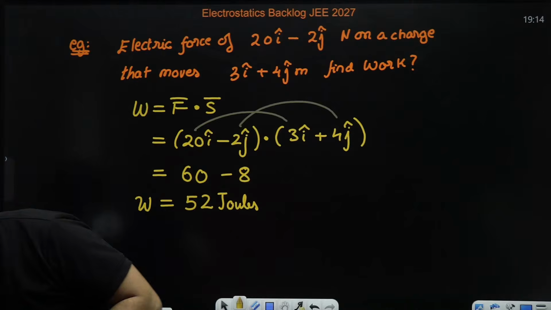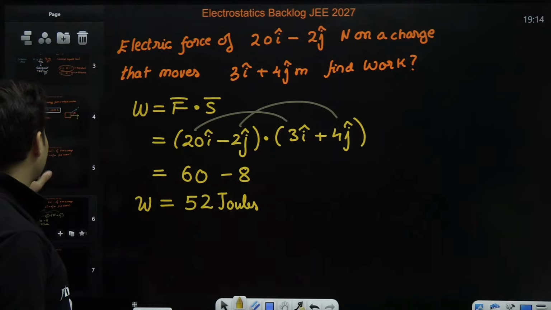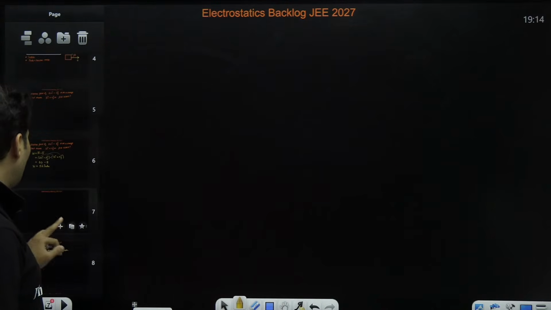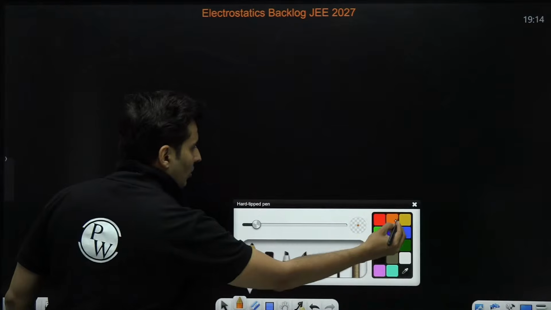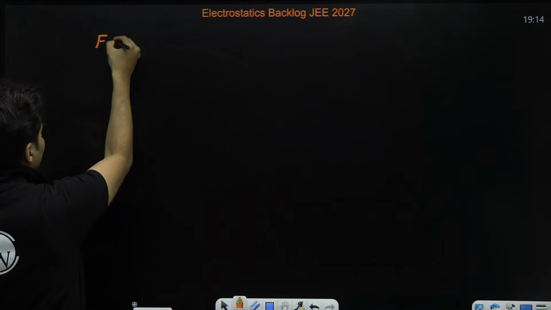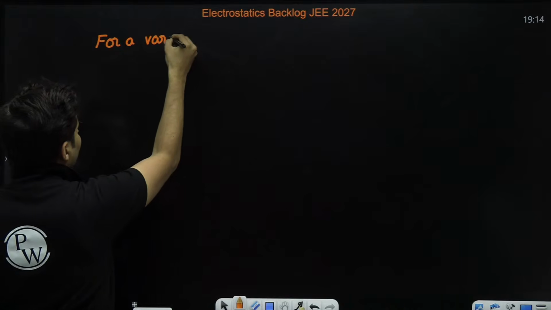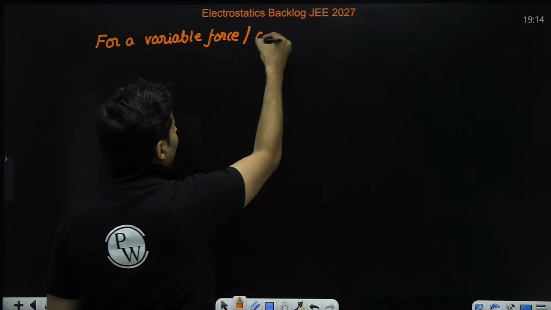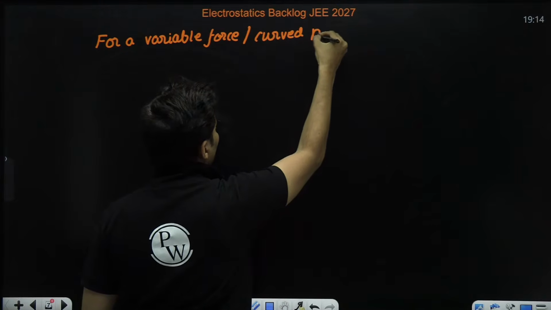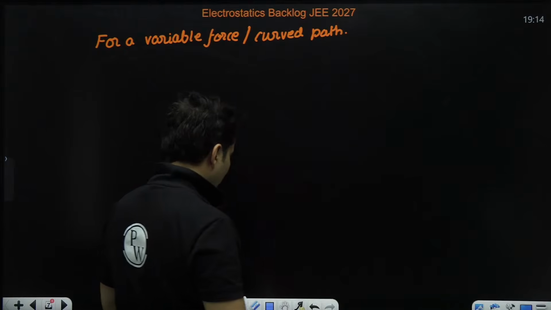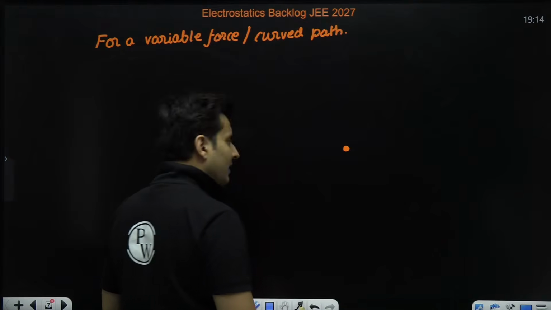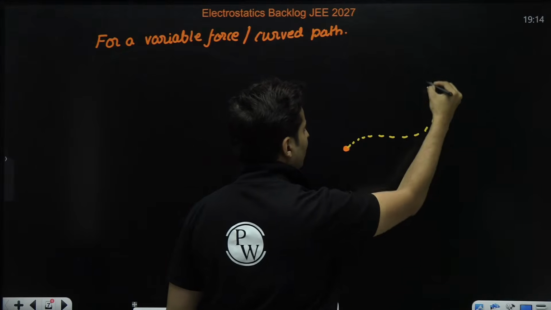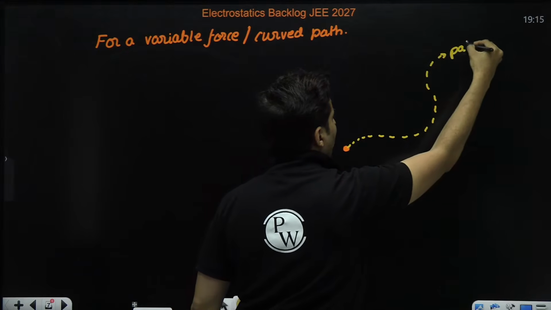Now, if this force was not constant, then we cannot use this relationship, and we are forced to use another relationship. So for a variable force, and even for a curved path, you can use this. Imagine I have this object, but it is not going along a straight line. The object is going along some random curved path. So this is the path taken by it.